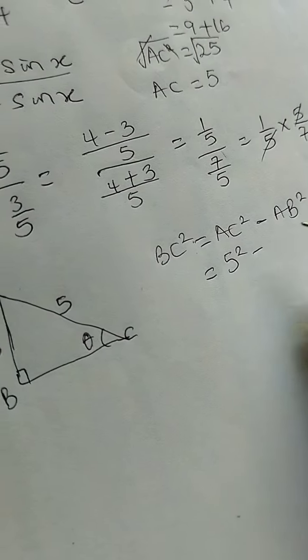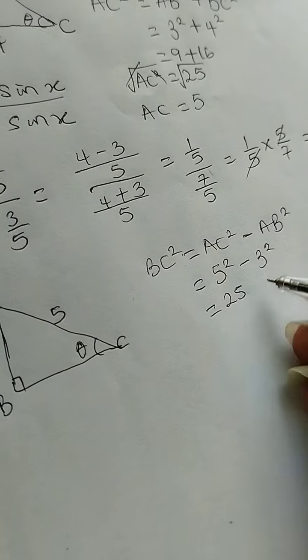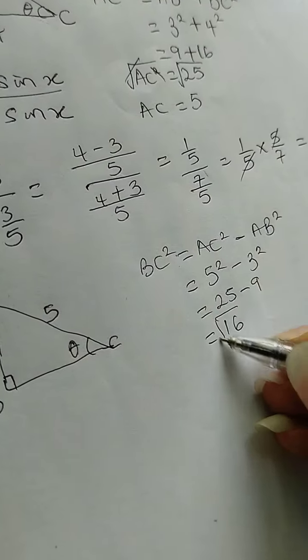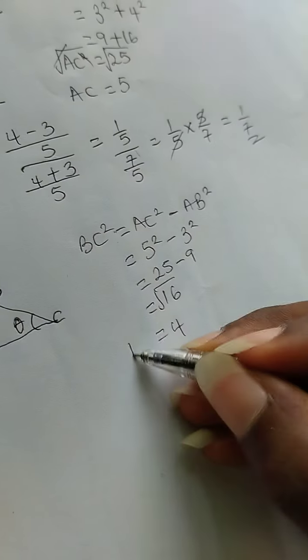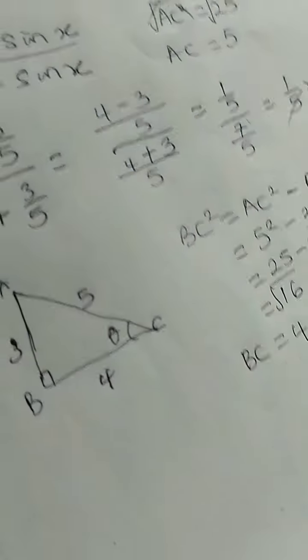So 5 squared minus 3 squared, that is 25 minus 9, and that is 16. Root of 16 is 4. Remember that I will square root both sides, so no need. So I've gotten this place to be 4.